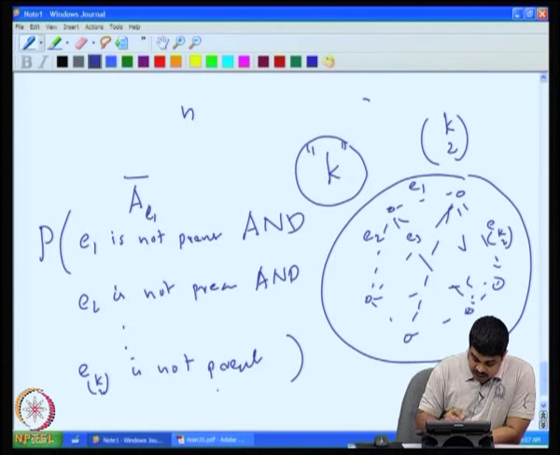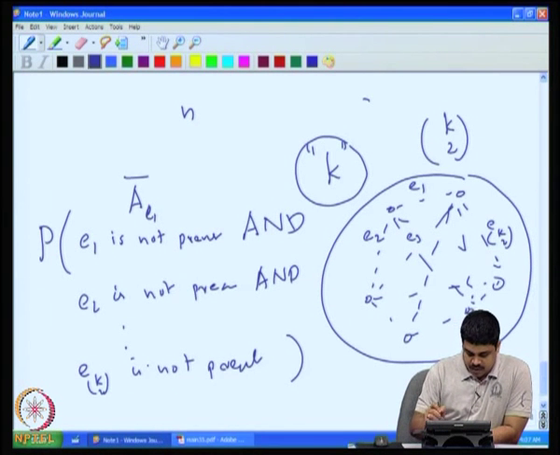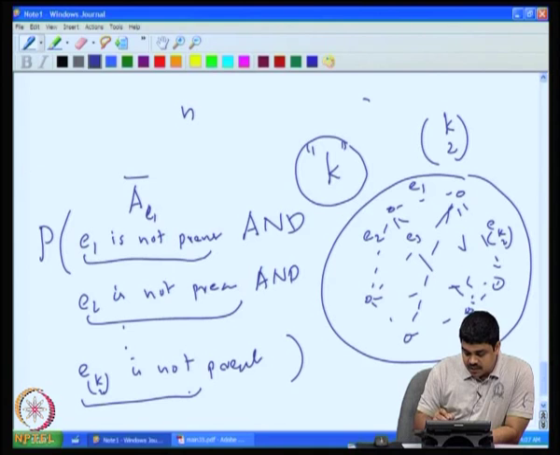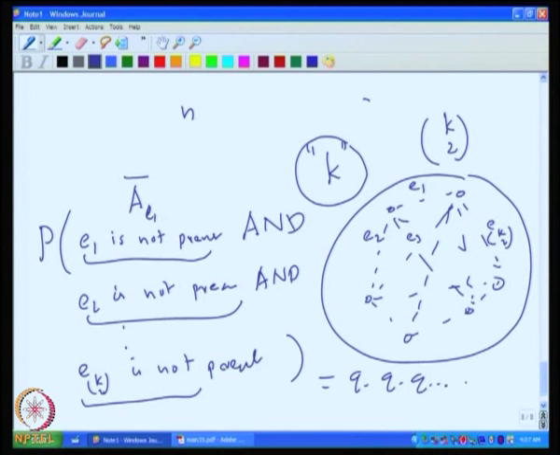So, these k choose 2 events together should happen, but we know that each of these things are independent. Therefore, we can multiply them together. This is essentially q times q times q, k choose 2 times, that is q raised to k choose 2, right. This is the probability that this is an independent set, right.